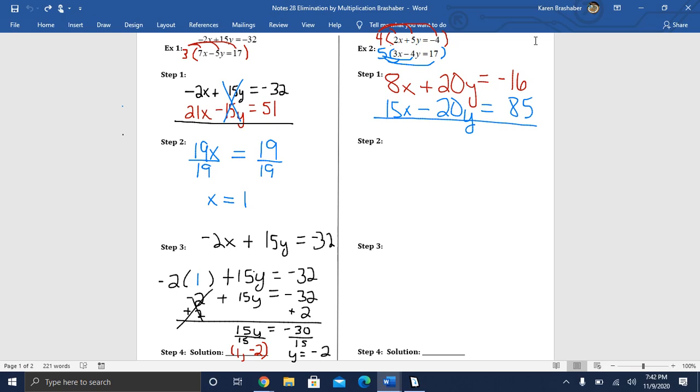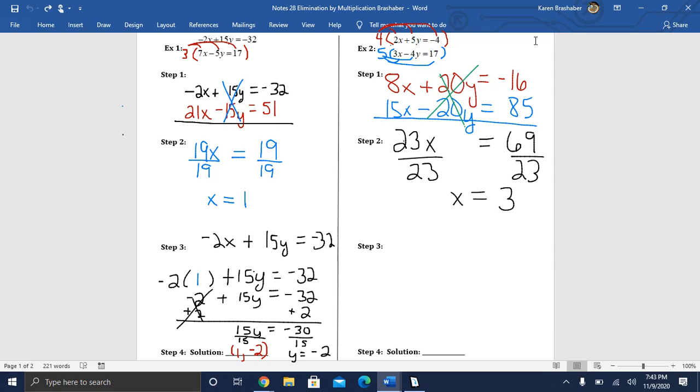And so now we will add our two equations, and notice that 20y and negative 20y cancel each other out. So adding 8x and 15x, we get 23x, and then our equal sign, and then taking 85 and negative 16, when we combine those, we get 69. We will divide both sides by 23, and x will equal a positive 3. So there's your first solution. We have x equals 3.